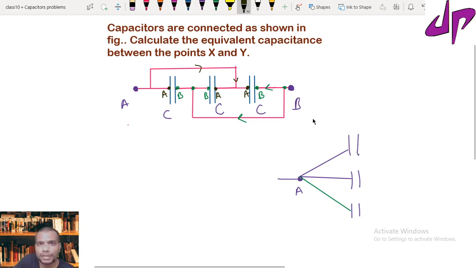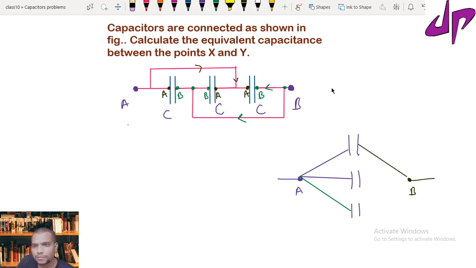Now I need to take here the B point. Suppose this is my B point of a capacitor. Now we need to connect that B point separately. So from this and here and finally here.